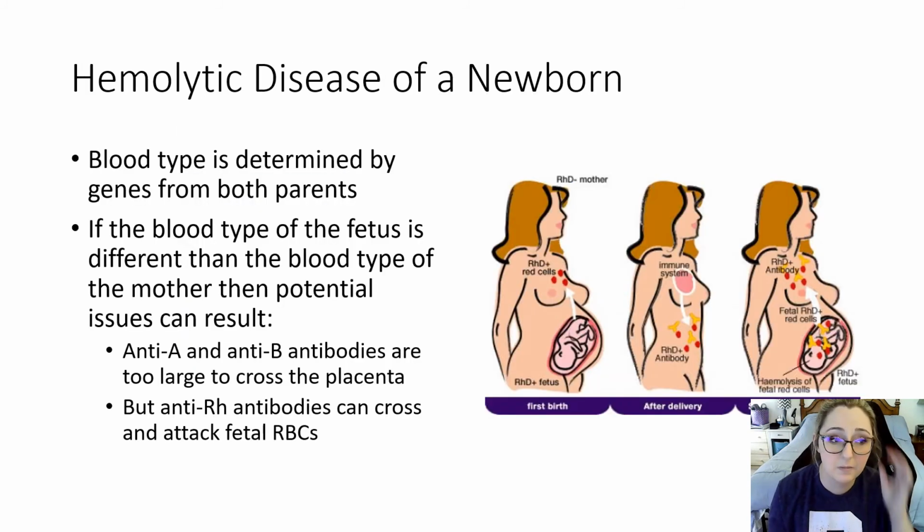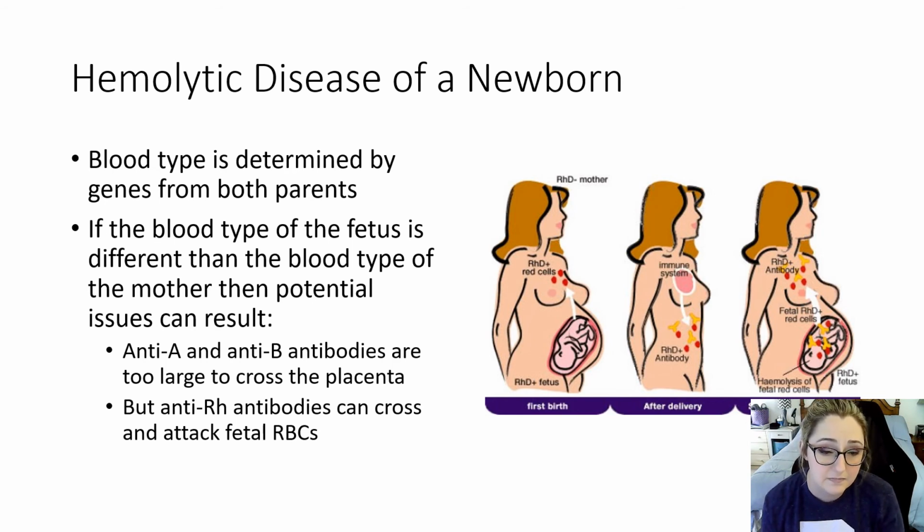So something that can happen when it comes to a difference of blood type in a pregnancy. This is called hemolytic disease of a newborn. This is where the blood type of the fetus is different than the blood type of the mother. Now, if you know a little bit about pregnancy, you know that the blood of the mother is what supplies the fetus with nutrients, oxygen, anything that the fetus needs as it is growing and developing.